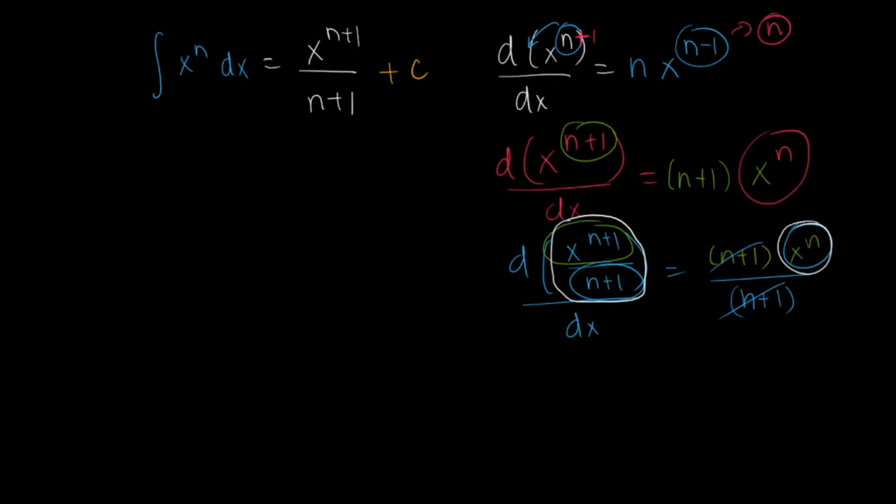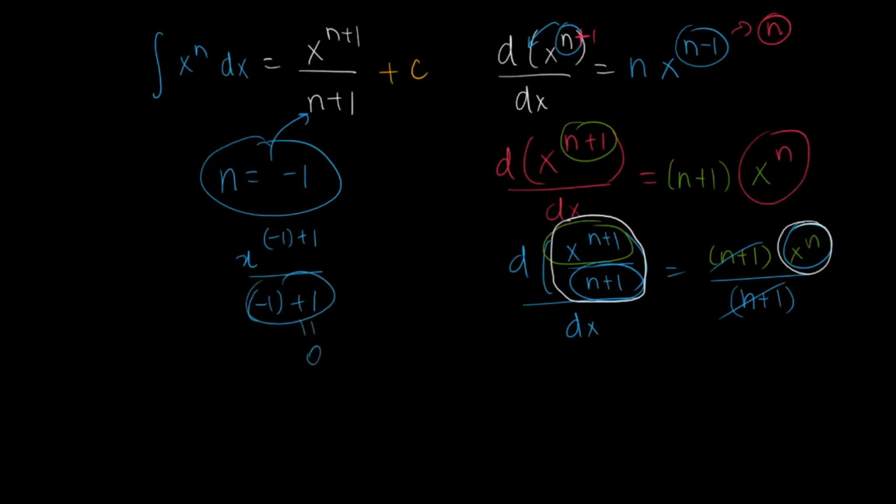Now let's apply this. A few things to notice. First, if you had n equal to -1, what happens in that case? If you plug that in, you will have x to the power of -1 plus 1 divided by -1 plus 1, if you just plugged in n plus 1 here. And this will give you a denominator of 0. That doesn't make any sense. So since it doesn't make any sense to put in a -1 plus 1, a 0 in the denominator, you cannot have n equal to -1 here.